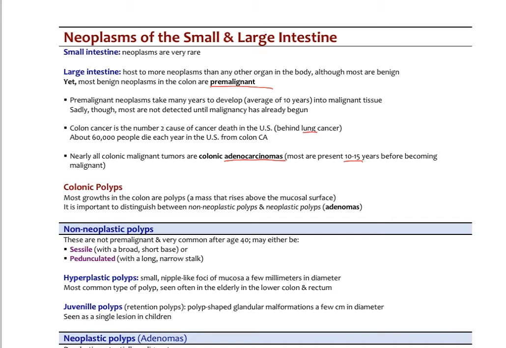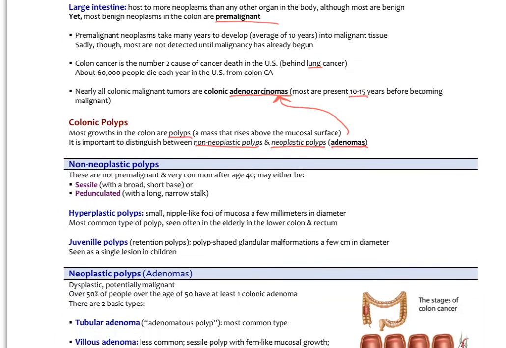Colonic polyps: most of the growths in the colon are polyps. That's a mass that rises above the mucosal surface and looks like a little mushroom. The majority of them are benign. We call those non-neoplastic polyps. Some of them are what we call neoplastic polyps. They can become cancers. They're called adenomas, and they can become adenocarcinoma. So the adenoma is benign glandular epithelium, and the adenocarcinoma is cancerous glandular epithelium. All right, so that is the general introduction.